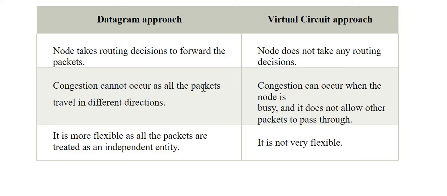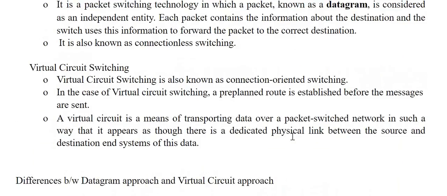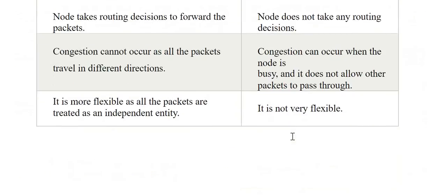In virtual circuit, congestion cannot occur as all the packets travel in different directions. All the packets are traveling from different paths, so there is no congestion. Congestion means if two packets collide with each other. In datagram, congestion can occur when the node is busy and does not allow other packets to pass through. Datagram is more flexible as all the packets are treated as independent entities, but virtual circuit is not that flexible. So these are the two approaches of packet switching.